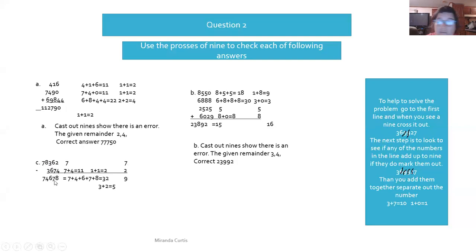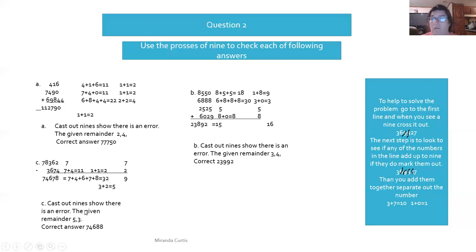Okay, look over here. Do we have any 9s? No. 6, 7, 8, 9, 10. Nope. None of those are going to equal out. So 7 plus 4 plus 6 plus 7 plus 8 is 32. You're going to separate out. 3 plus 2 is 5. So it's going to give 5. And this is going to leave you a 1.